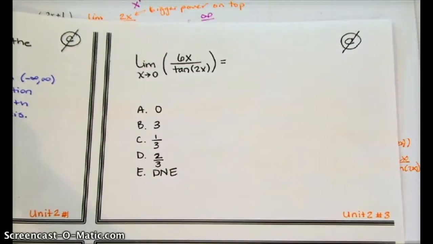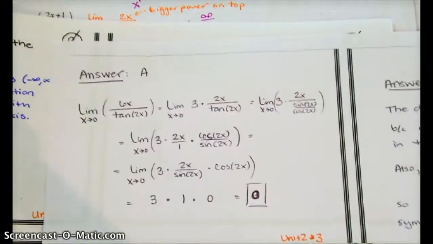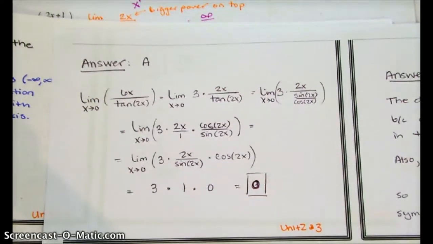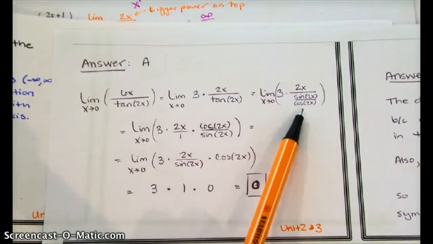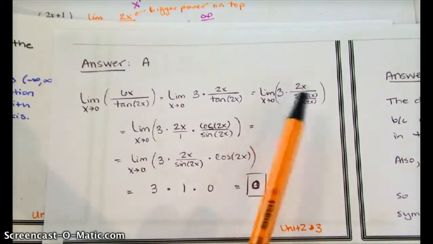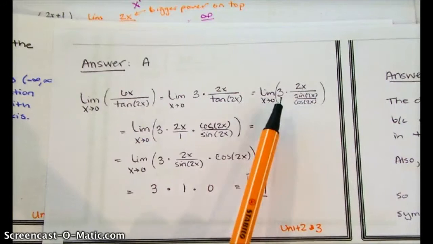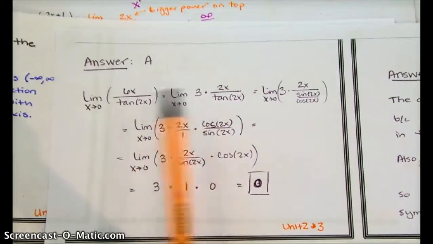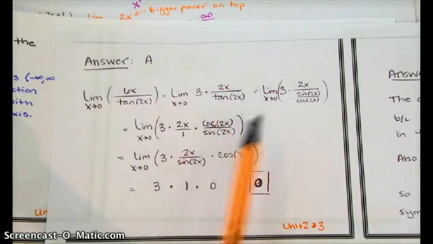And the answer, here's how I worked this one out. Again, my strategy was to rewrite tangent first. I know that right now there's a problem because plugging in 0 would make sine 0 on the bottom of the fraction. I split 6 into 3 times 2.